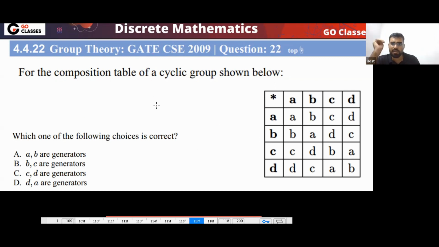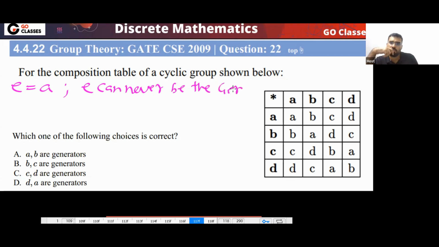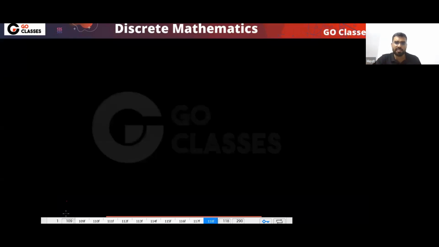The identity element can never be the generator, right? So what is the identity element here? This is A, B, C, D. So A is the identity element. You can notice that the identity element is A. And the identity element can never be the generator. If the identity element is the generator, then what will happen?